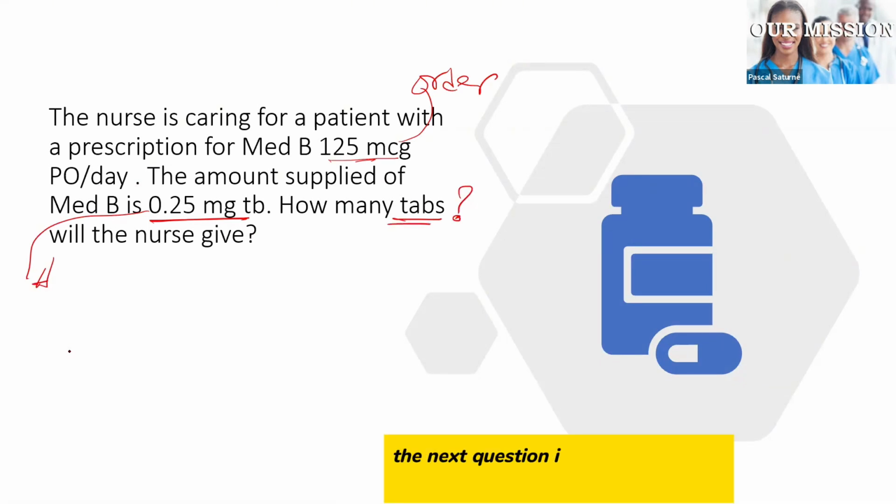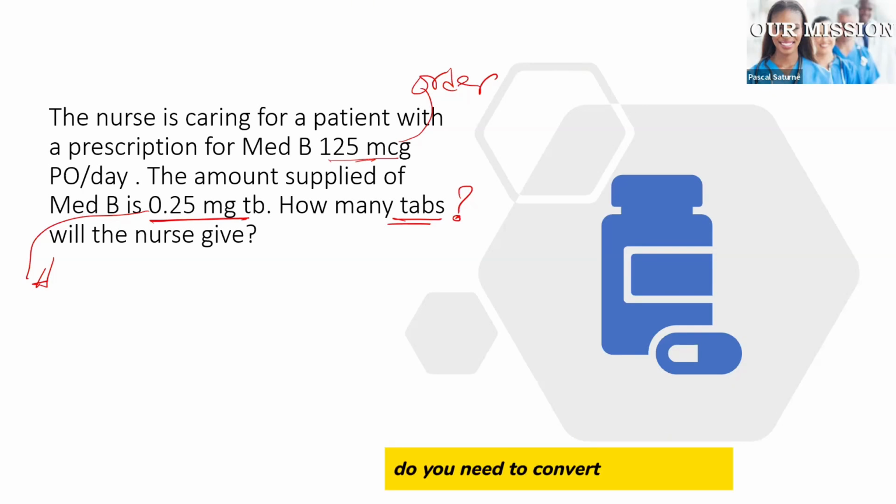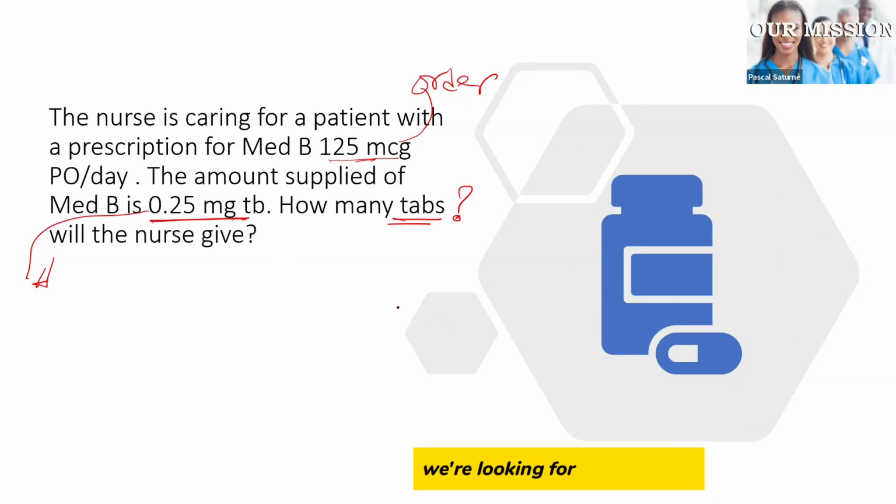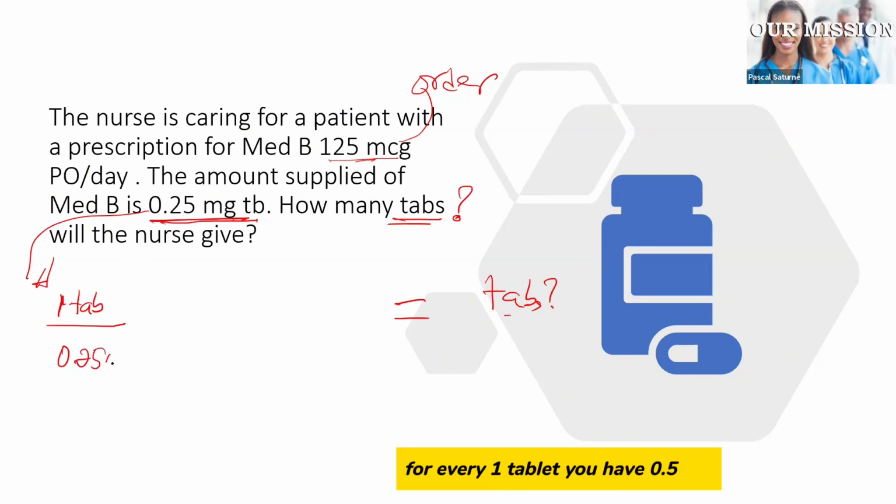The next question is, do you need any equivalent? Do you need to convert units to unit? Well, yes, we need an equivalent. The order is in microgram, but what you have available is milligram. So at this point, we need to convert milligram to microgram, right? We're looking for tablet. Tablet, this is where we're going. If tablet is where we're going, tablet will be in the numerator. Where do I find that information? It's right here. For every one tablet, you have 0.5 milligram.